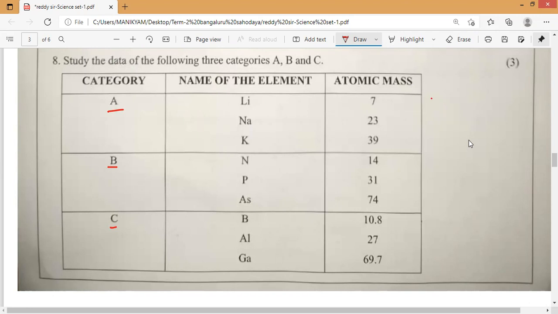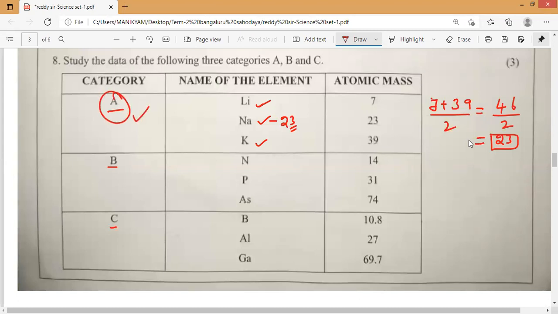A only, very good. Because the Dobereiner's triad I have taught you is lithium, sodium, potassium. So if you do 7 plus 39 divided by 2, which equals 46 divided by 2, that is equal to 23. 23 is exactly the atomic mass of sodium. Is it yes or no? So A is the correct answer.